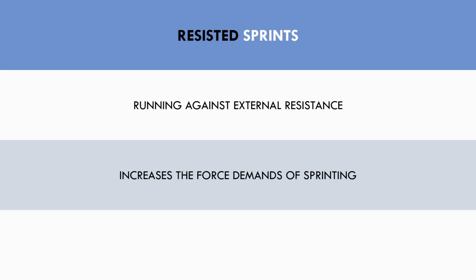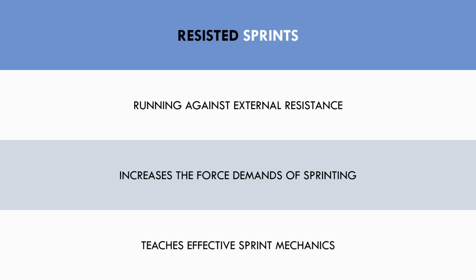The next most specific training method we can implement to enhance acceleration ability is resisted sprint training. Resisted sprints refer to any form of sprint training that involves running against some form of external resistance. There are many ways to perform resisted sprints, but I think the sled pull is generally the best exercise for most athletes. Resisted sprint training increases the force demands of sprinting, meaning that athletes must apply higher forces into the ground to propel themselves forward.